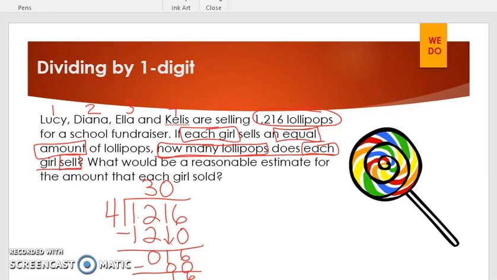Now we're going to ask ourselves, how many times does 4 go into 16? Remember, 4 times what is 16? And the answer is 4. 4 times 4 equals 16. And 16 minus 16 is equal to 0. So we don't have any remainder. Each girl is going to sell 304 lollipops.